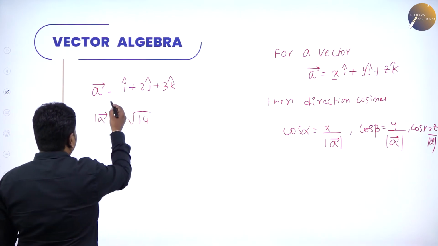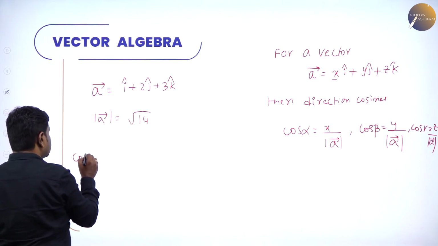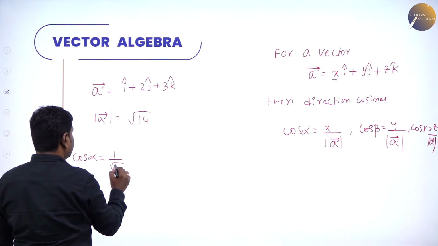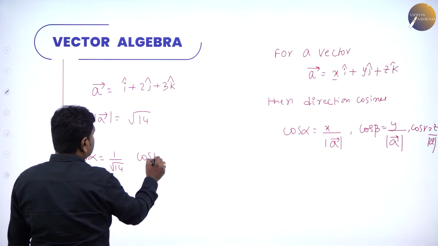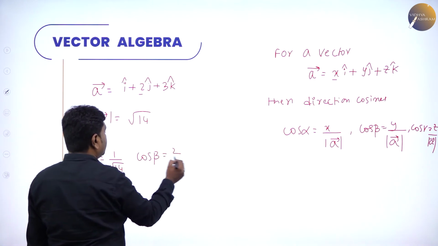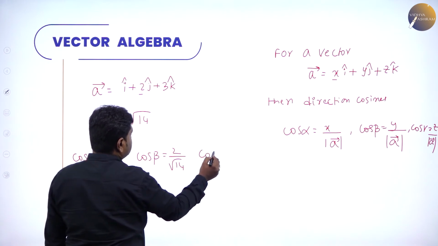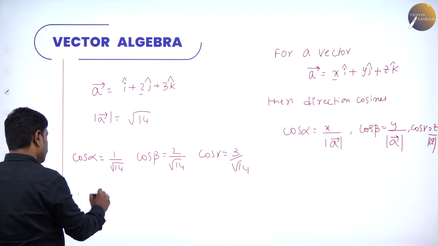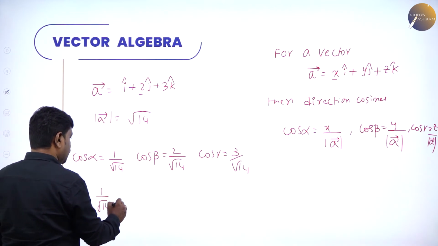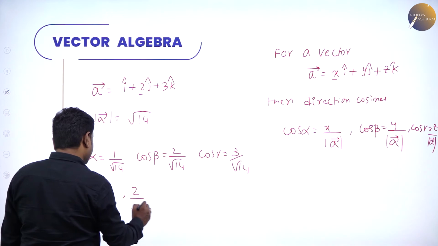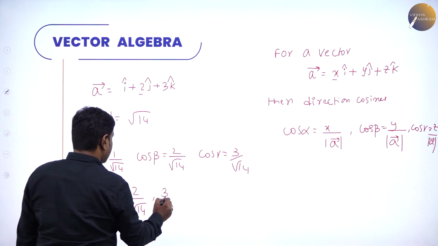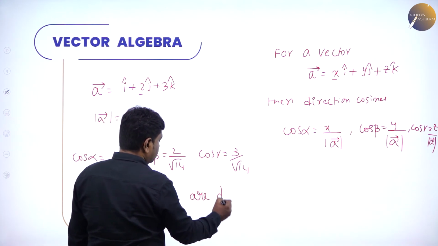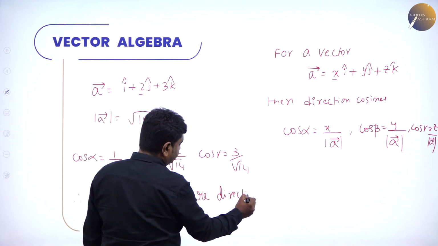So now similarly for this, cos alpha is the coefficient of i, that is 1 by magnitude, that is root 14. Cos beta, the coefficient of j is 2 by root 14. Cos gamma is 3 by root 14. So, club them. Therefore 1 by root 14, 2 by root 14, 3 by root 14 are the direction cosines for the given vector.